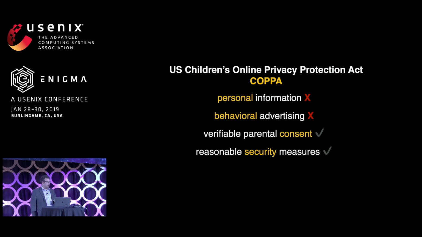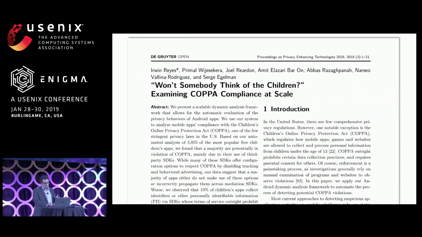So in the US, while we don't have any comprehensive privacy legislation, the closest thing we have is the Children's Online Privacy Protection Act, which governs data collected from children under 13. It prohibits collection of personal information and performing behavioral advertising without verifiable parental consent. It also requires reasonable security measures. So as a test case, we decided to look at just child-directed apps to see how well these apps are complying with this one law.